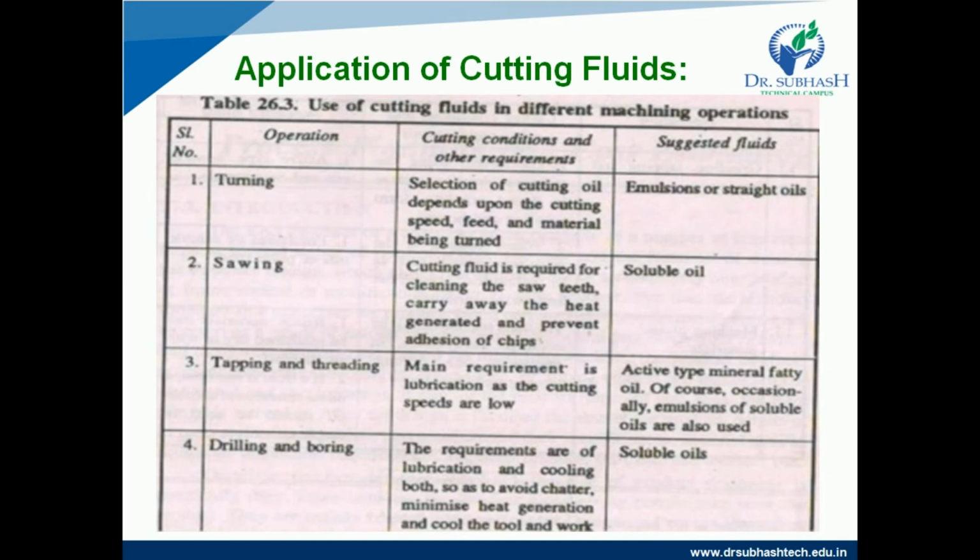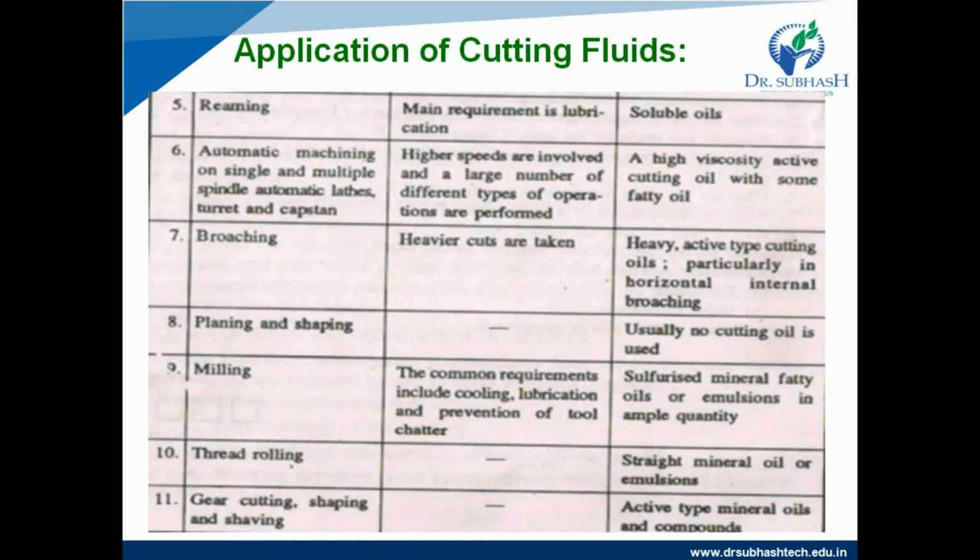Next thing is the reaming operation. The main cutting requirement is lubrication. So in that we are using soluble oils. Automatic machining: console or multiple spindle automatic lathes, turrets or capstan lathes. What are the cutting condition and other requirements? Higher speeds are involved and a large number of different types of operations are performed. So we can use high viscosity active cutting oil with some fatty oils, because at that time we require cutting fluid with a high viscosity, right?